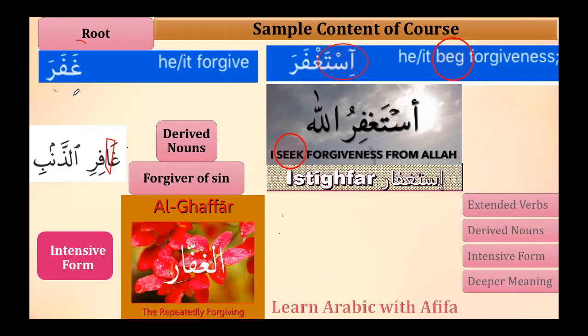Okay. So similarly, right here, look at how 3 letters have been added. It's the same root here, Ghafara, but 3 letters have been added. So by adding these letters, the meaning has now become more. Now the extra meaning is he begged for forgiveness, sought forgiveness. So this is the meaning associated with adding these additional letters. And these are extended verbs, which we have many lessons to discuss. So this is a verb, astaghfiru. I seek forgiveness from Allah. And this is a noun from this root right here, istighfar, which is forgiveness.